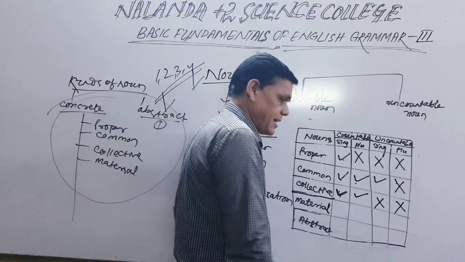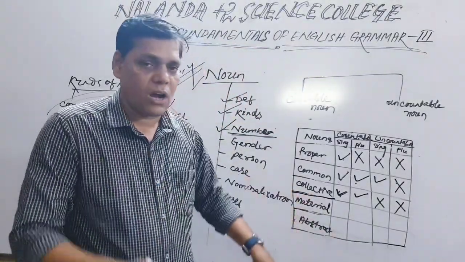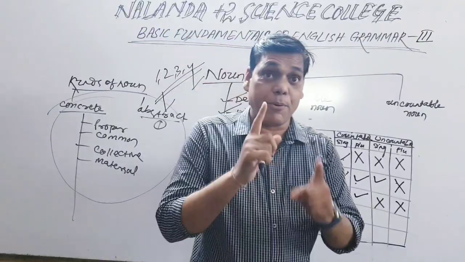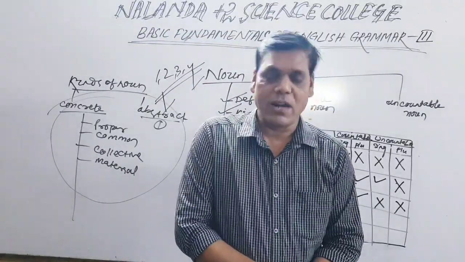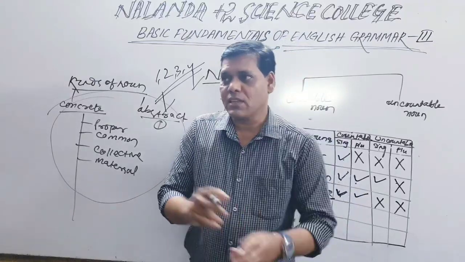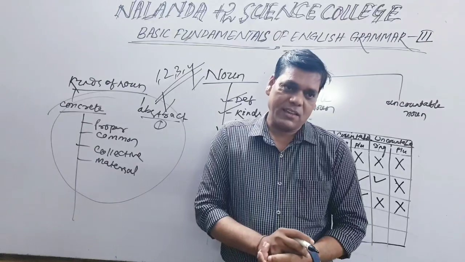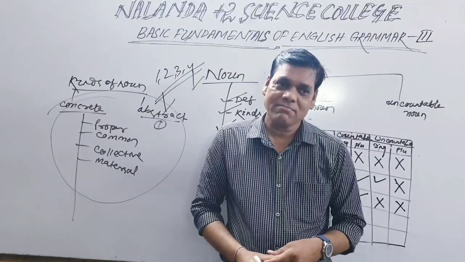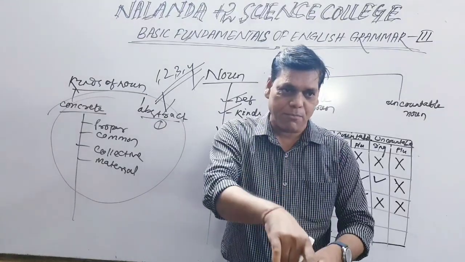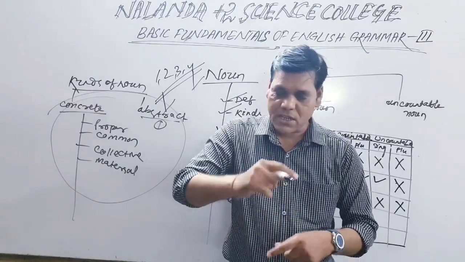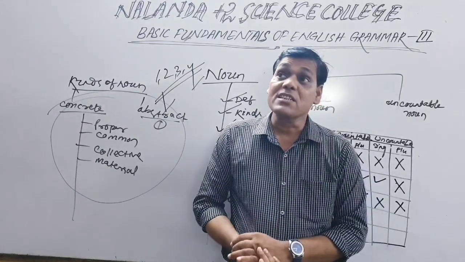The next one is material noun. What is material noun? Before going to material noun, I would like to ask you a question. What is the difference between thing and material? What is thing? Something that is prepared from matter is called thing. But what is material? Material is the root substance, or origin substance, of something. From that something is created.